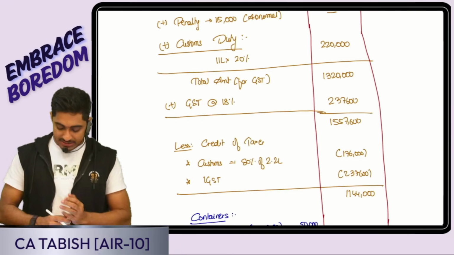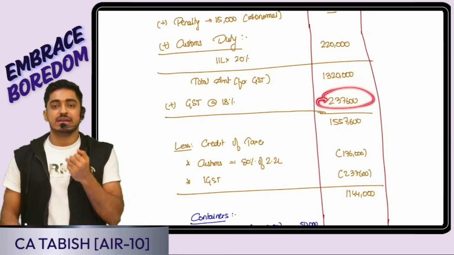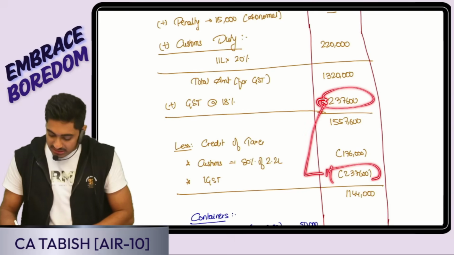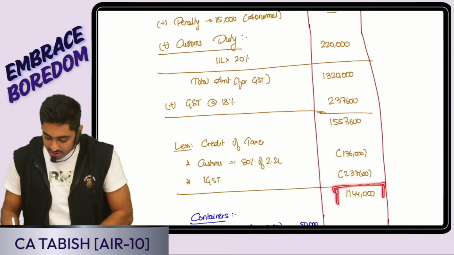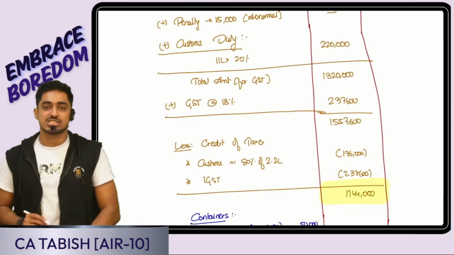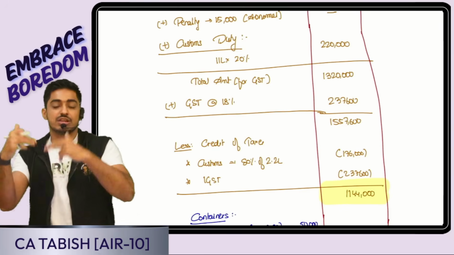Is this clear, everyone? And even this GST that I've paid, will I be getting it as credit? Yes boss, that means that is also not cost. I will reduce it again, 37,600, which gives me my net cost, which is 11,44,000. Till here I hope things are clear. Yes or no? Now once this is over, other costs let me take.